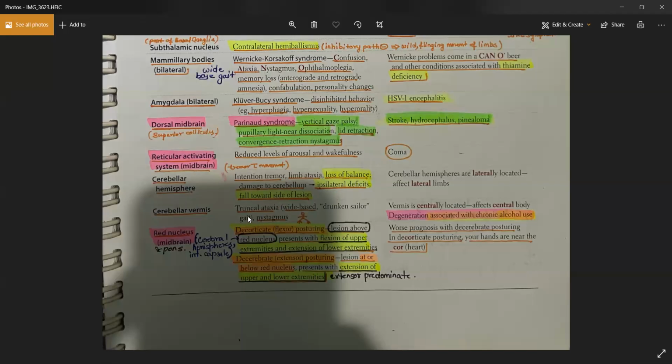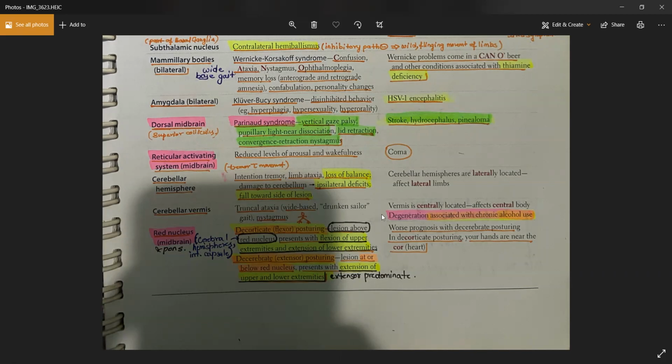You'll get nystagmus. Why does nystagmus happen in vermis damage? We have discussed that previously in the cerebellum part. Because of the flocculonodular lobe, right? Because this lobe lies in very close association with the vermis. So whenever damage of the vermis happens, the flocculonodular lobe will also be damaged. And this lobe is responsible for your balance and for your eye movement also. So you will get nystagmus and you will get truncal ataxia because of that.